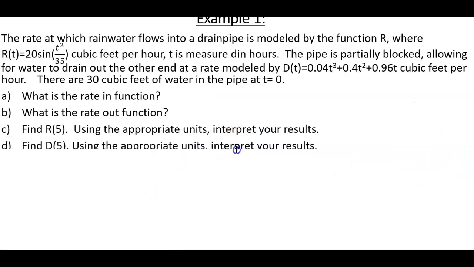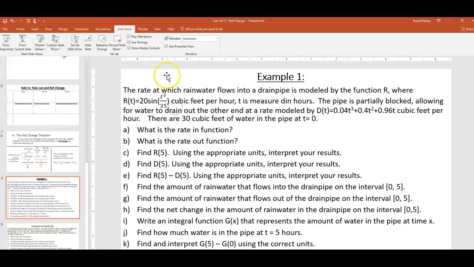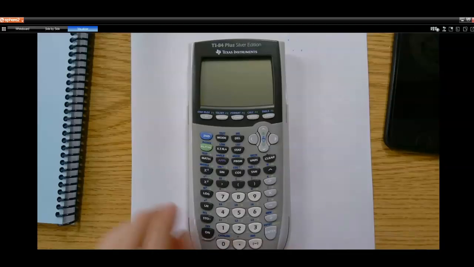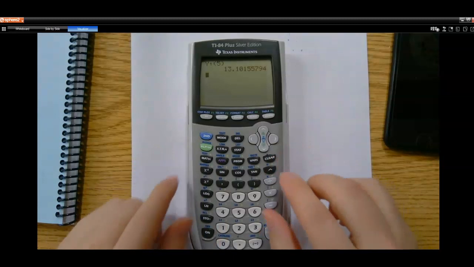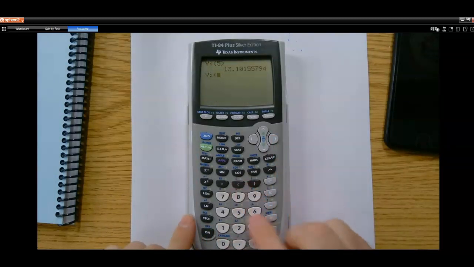All right, moving on to part D. Now we want to find D of 5. And we're going to pretty much be doing this the same exact way we did the other one. It's just that we're using the D function, which you remember on our calculator is the Y2 button. So let's go ahead and do that real quick. Now I'm going to push vars, yvars, function. And this time I'm going to click 2 for Y2 because that's my D function. And I'm going to plug in 5. And there's my answer for that.